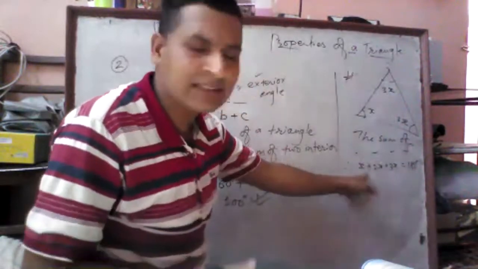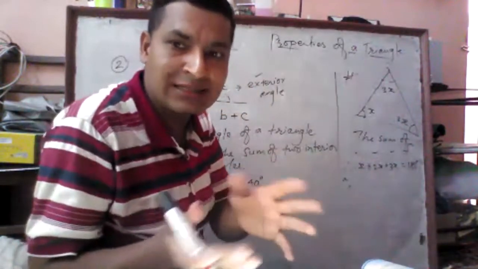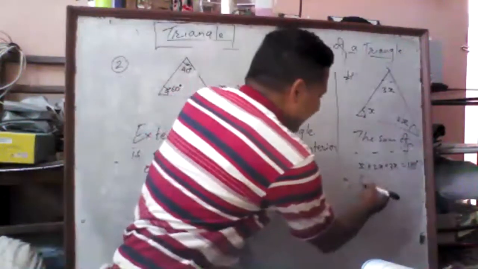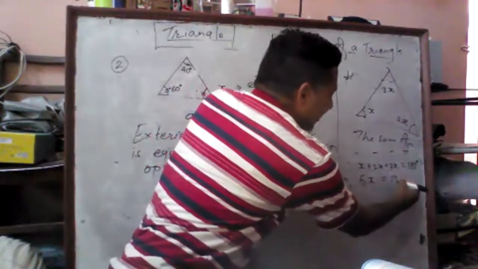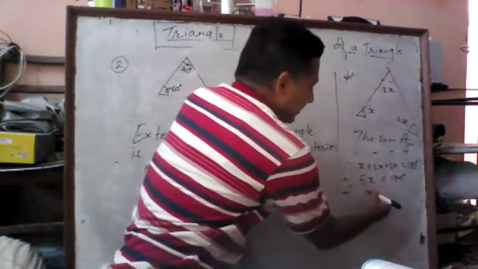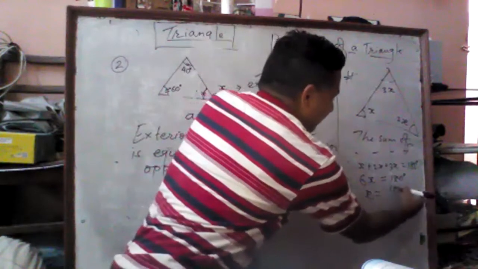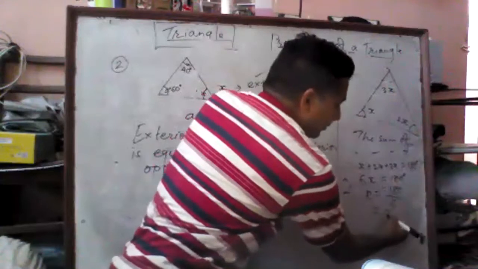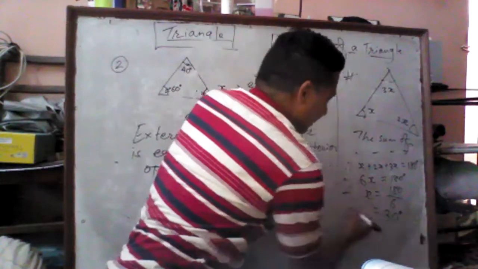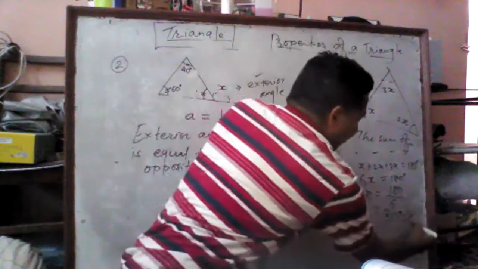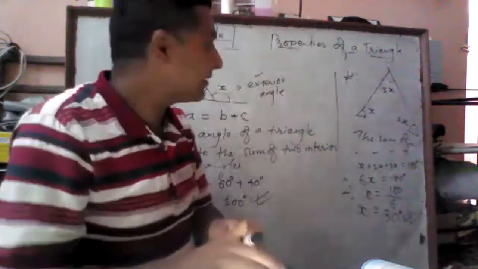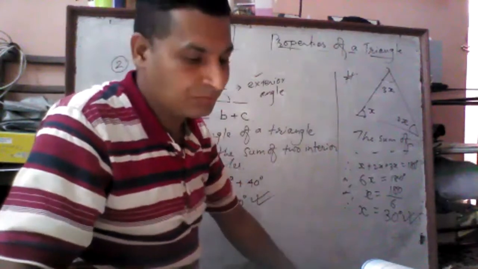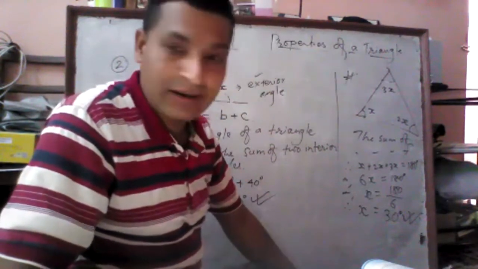It is just like x is maybe a marble, or maybe a monkey: one monkey and two monkeys and three monkeys, total six monkeys, like that. 6x equal to 180 degrees, and x equal to 180 divided by 6, so that we can reduce into simple form and we get 40 degrees. So this is the value of x. Like this, we can find the value of x.